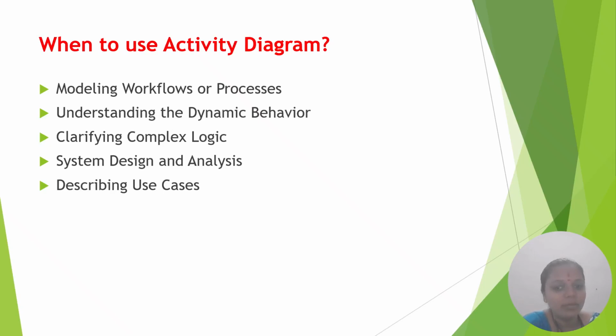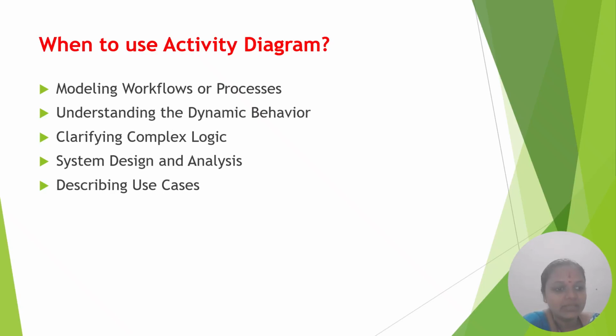When you need to map out a business process, workflow, or the steps involved in a use case, activity diagrams help visualize the flow of activities. The second one is understanding the dynamic behavior. When it is essential to explain how a system changes over time and moves between different states based on events or conditions, activity diagrams are effective.